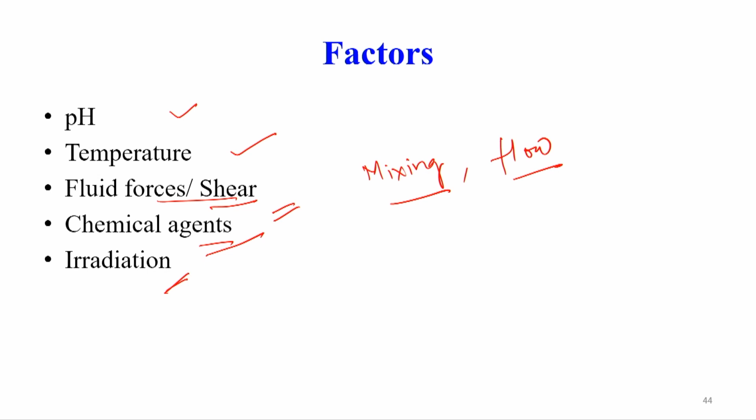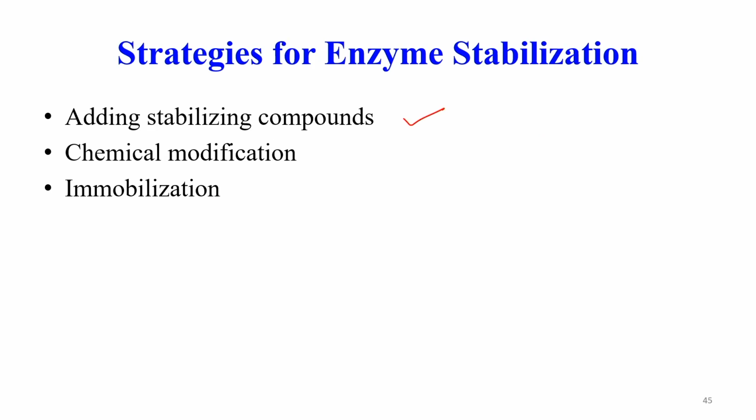The solution is, one can add a stabilizing agent, one can modify it chemically, and third, you can immobilize it to protect it directly from the environment. In fact, this immobilization is the next module, that is applied enzyme catalysis.